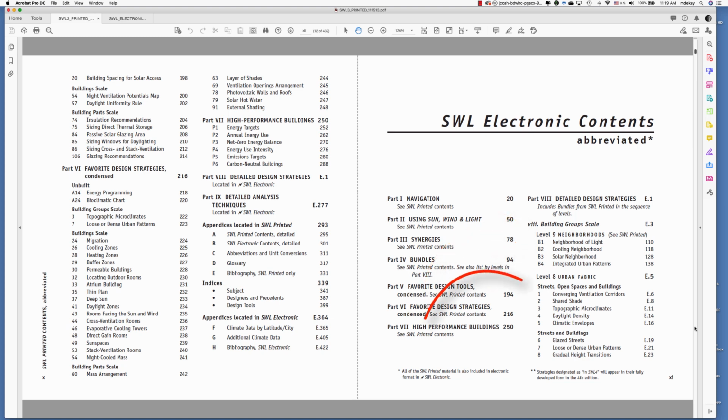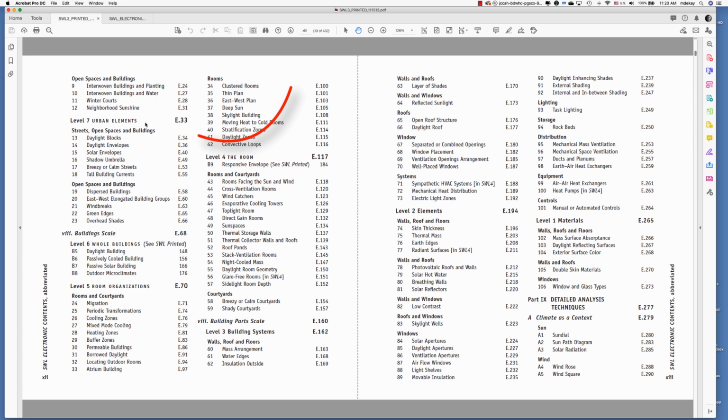You can see there's level 8, urban fabric, and that's the level or scale that we start off with in the electronic volume to distribute these strategies. There's level 7, urban elements. Then we come down to the building scale, level 6. Building scale level 6 are bundles again. That'll be found in the printed volume. Level 5, room organizations. Level 4, the room. Level 3, building systems. And level 2, elements. Then down all the way to level 1, materials.